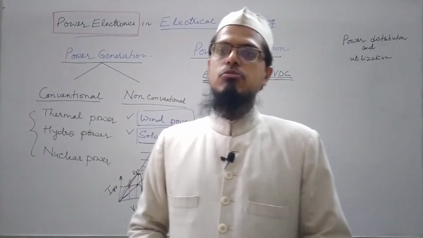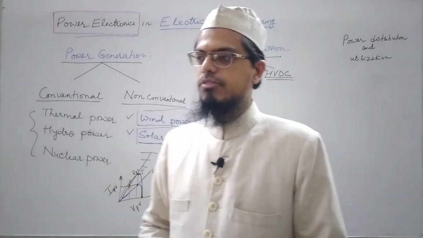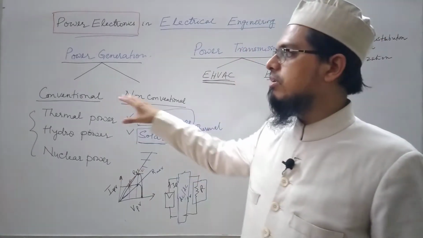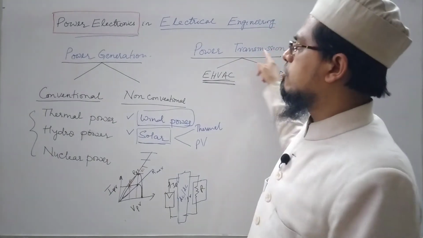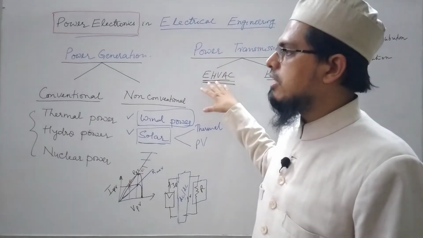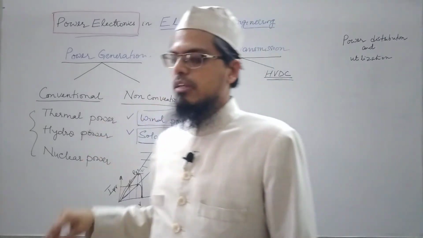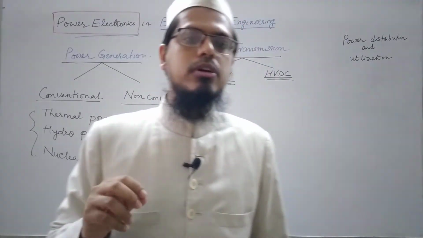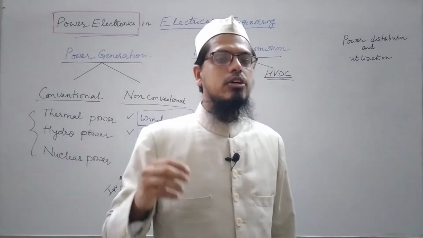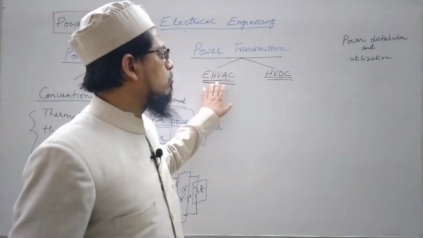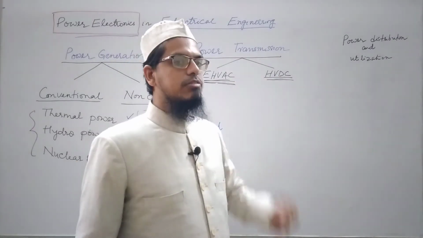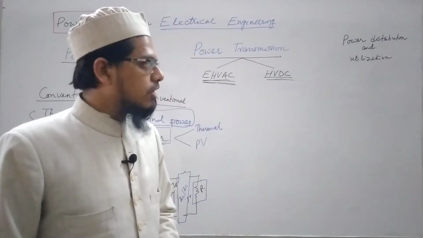So power has to be transferred or transmitted from the generation point to the load point. This power transmission is normally done either with the help of an AC grid or a DC grid. And there are two ways, EHV AC transmission and EHV DC transmission system.